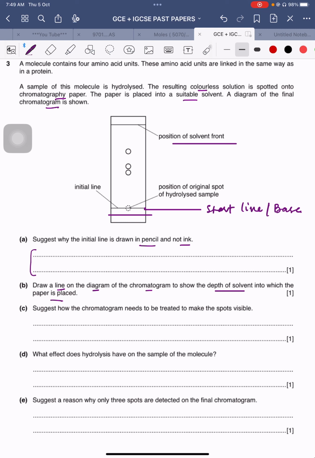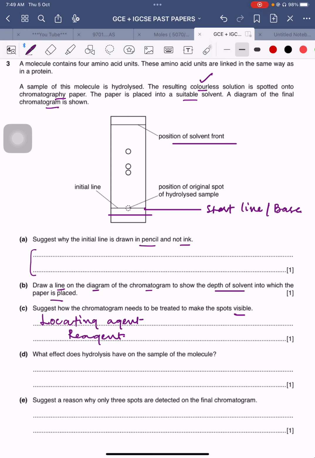Okay, suggest how the chromatogram needs to be treated to make the spots visible. Look at the top, they have mentioned very clearly that the spots are colorless. So there is a chemical called a locating agent, a reagent. What does this term reagent tell you? Reagent is any chemical. So a locating agent is basically a chemical which reacts with the colorless spots to change them into a colored compound. Simple.